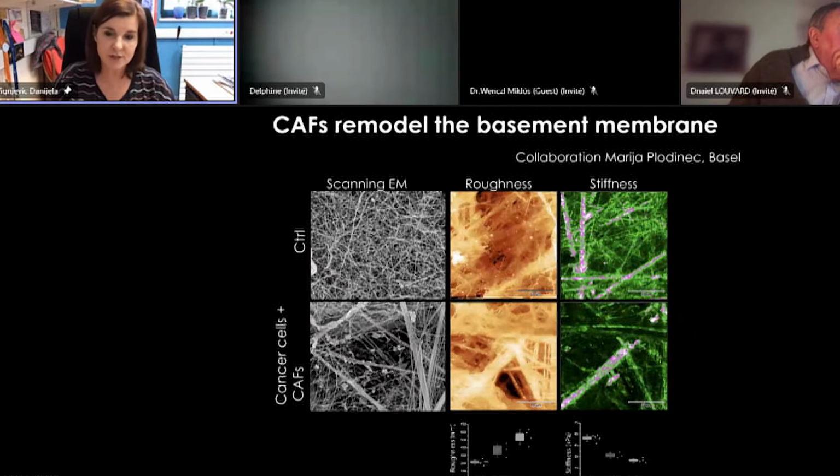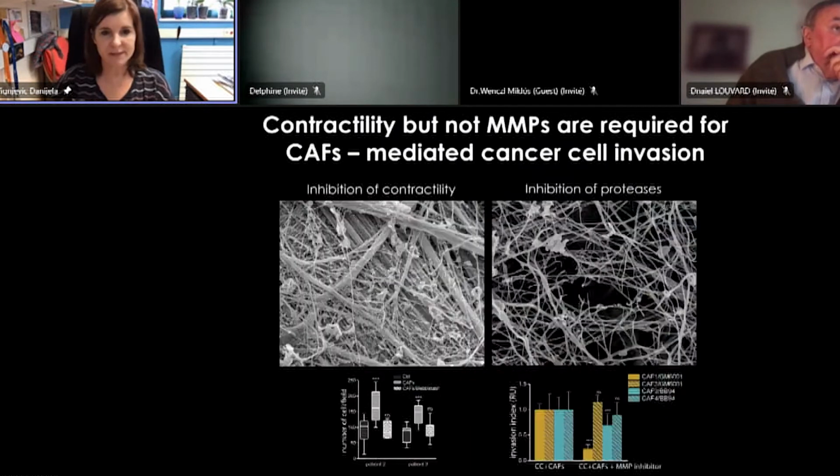And overall, the stiffness of the basement membrane would decrease in the presence of fibroblast. So now this remodeling of the basement membrane was dependent on contractility of the fibroblast. This is their major characteristic. Usually they are much more contractile than the normal fibroblast.